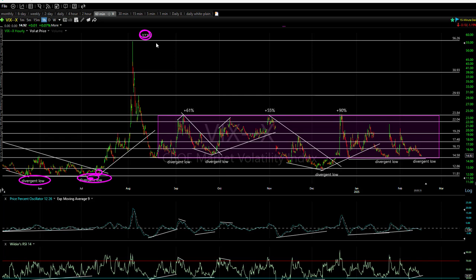Remember, you cannot trade the VIX itself. You can only trade options on the VIX, futures on the VIX, options on those futures contracts, or one of the various ETNs or ETFs that track the VIX, which in turn use the futures to do so. So divergent low, 61%. Divergent low, 55% rally.